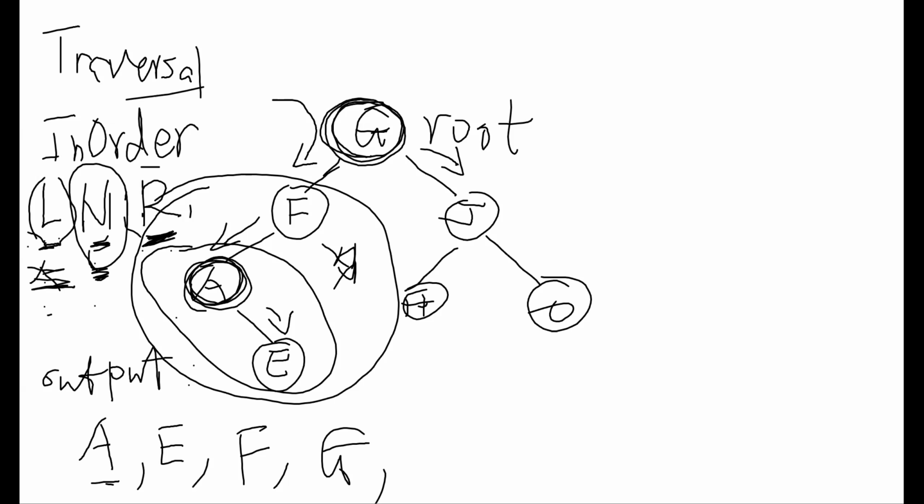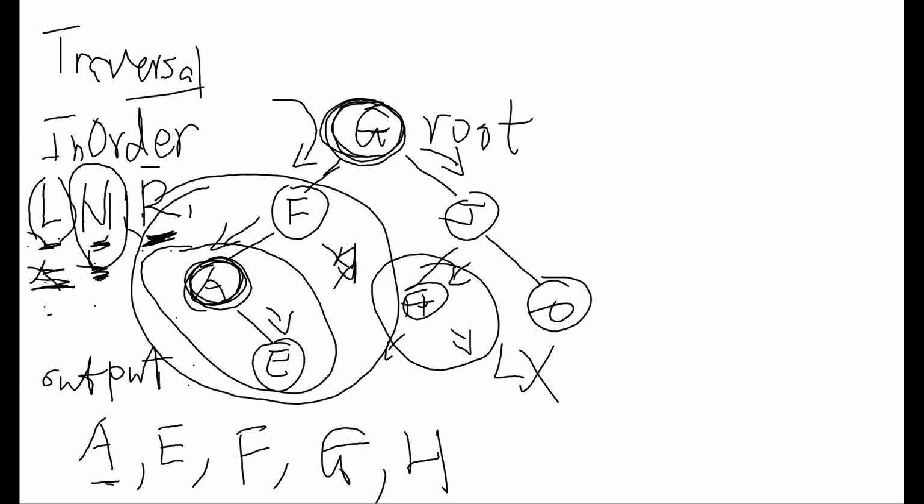So you cannot stop here. You need to go to the left. What is the left? This is H. And for H, you are supposed to go to its left. There is nothing on the left, so you go back to the node. That's why you output H. And then you're supposed to go to the right, but there is nothing on the right. So you are done with the left again.